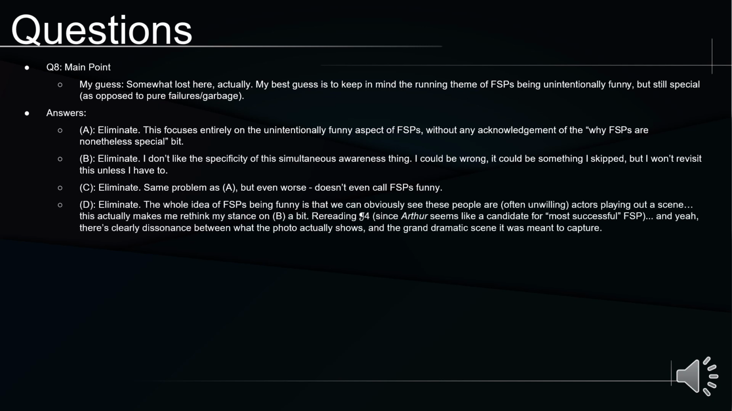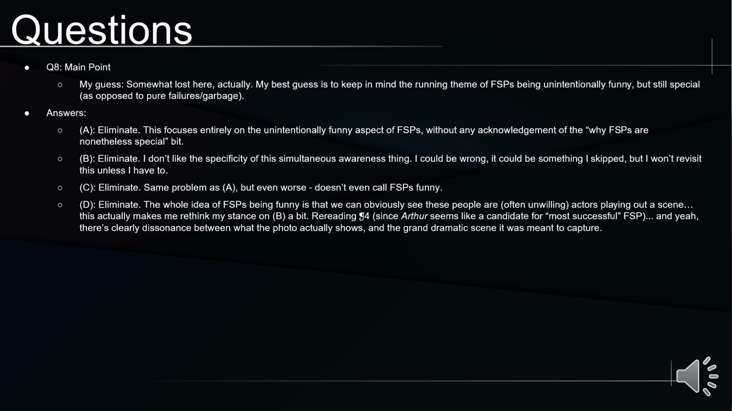And D, also getting rid of this one. The whole idea of FSPs being funny is that we can obviously see that these people are often unwilling actors playing out a scene. This makes me rethink my stance on B a little bit. So rereading paragraph 4, since Arthur seems like a candidate for most successful FSP. There's clearly a dissonance between what the photo actually shows, which are these really mundane, recognizable, everyday objects as props, and the grand dramatic scene that it was meant to capture. And this is kind of interesting.